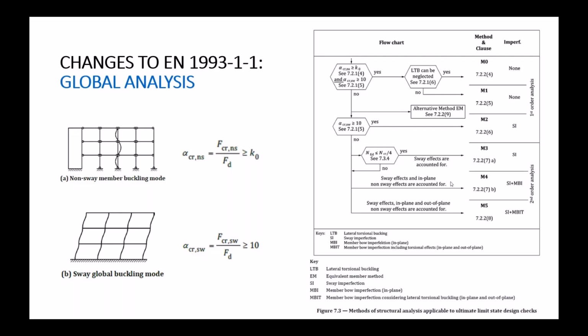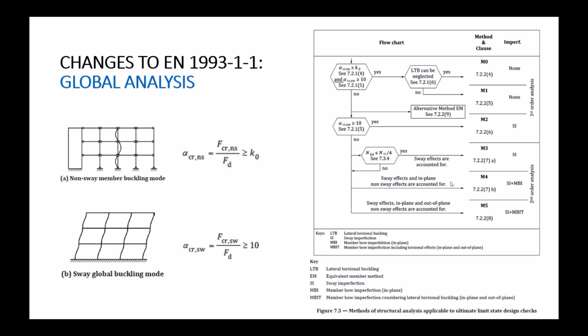What's been added is a rule for local buckling mode, where if this alpha critical is bigger than K0, and in the base Eurocode, this K0 is set to 25. So if alpha critical is bigger than 25, then we consider that there will be no buckling effects at all. So we don't need any imperfections, and we run a first order analysis. And then if this is not the case, then we input a sway imperfection.